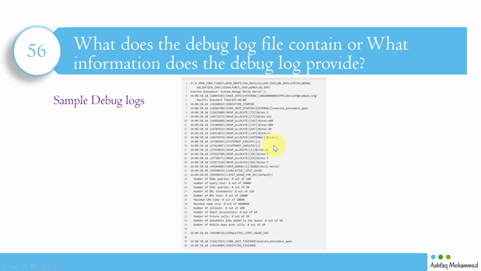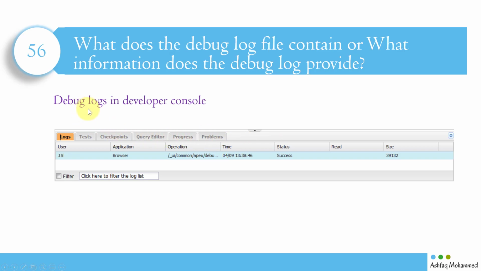And for debug logs in the developer console, you can open the developer console. We have multiple tabs at the bottom. I'm sure you know this. If you click on the logs, you will see the debug logs over here. If you click this one, it will open the debug log. I think you can download the debug log from here as well. So there are multiple ways you can see the debug logs.